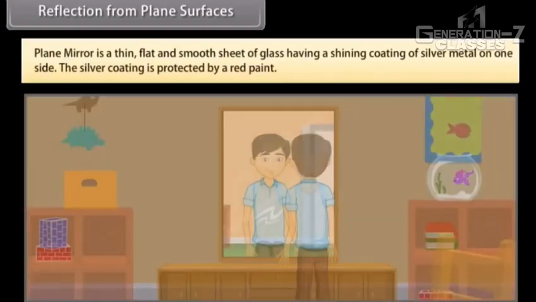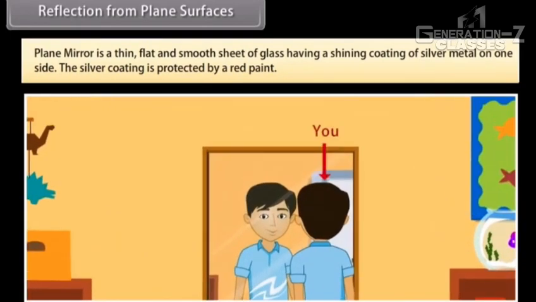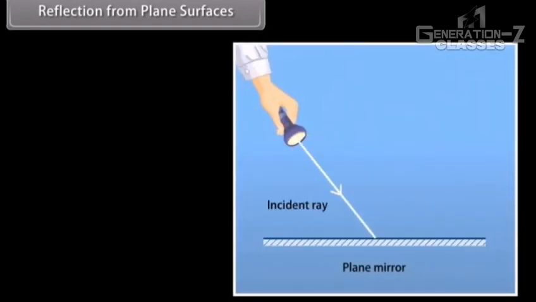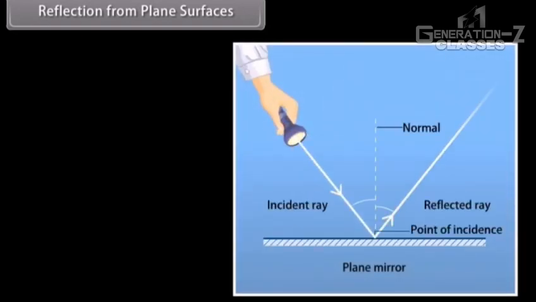Reflection from plane surfaces. A plane mirror is a thin, flat, and smooth sheet of glass having a shining coating of silver metal on one side. The silver coating is protected by red paint. Meanings of important terms are as follows to understand the figure.